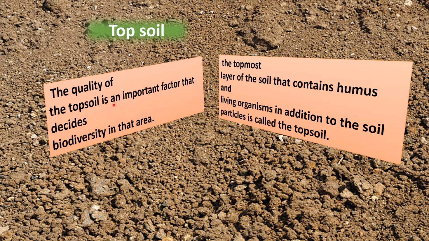The quality of the topsoil is an important factor that decides biodiversity in that area. Dear students, you might be clear with the word biodiversity. Bio means living and diversity means variety. So the quality of topsoil decides biodiversity in that area. It means that if the topsoil is fertile, very rich in humus and living organisms, a greater number and variety of plants can be grown on that particular soil. So who decides the biodiversity of a particular area? The topsoil, the outermost or topmost layer of the soil.